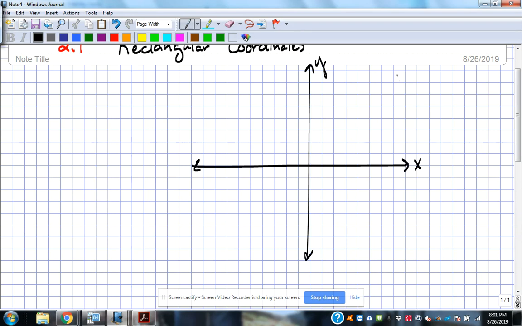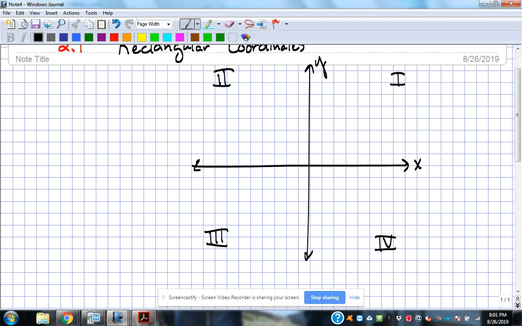Okay, and you have 4 quadrants. Quadrant 1, quadrant 2, quadrant 3, and quadrant 4. In that order. Okay, start at the top right, that's quadrant 1, and go counterclockwise. So quadrant 2, quadrant 3, quadrant 4.